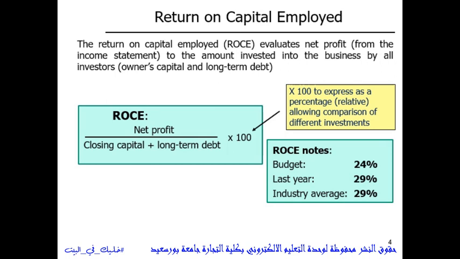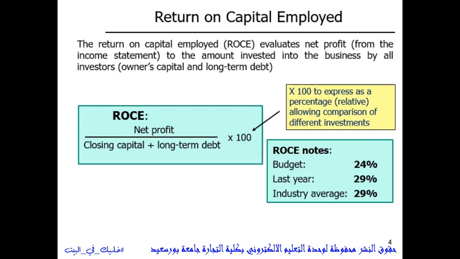So again, let's review what we have said. We talked about profitability ratios, and we said in the profitability ratios we have two main ratios. The first ratio is the gross profit margin. How do we calculate the gross profit margin? It's equal to gross profit divided by sales multiplied by 100. The second ratio is net profit margin. It's equal to net profit divided by sales multiplied by 100.